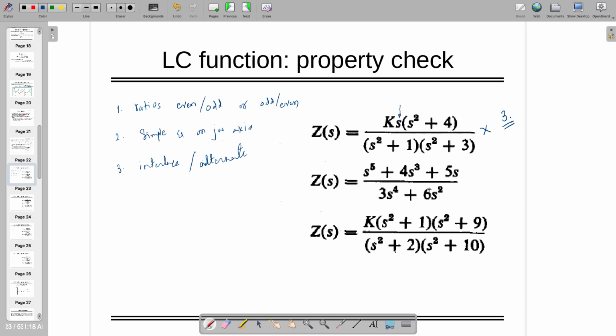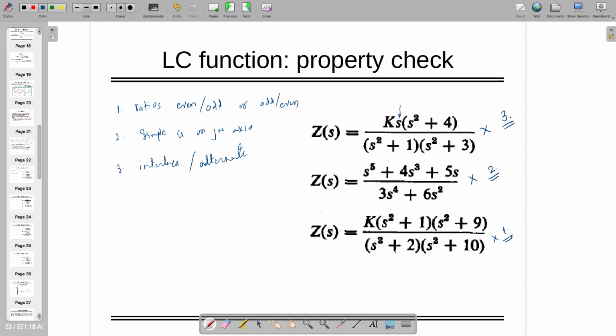What about this one? The poles are not simple. Zeros are not simple. Okay, so they are not matching with the second property. What about the last one? It's failing with the first property.